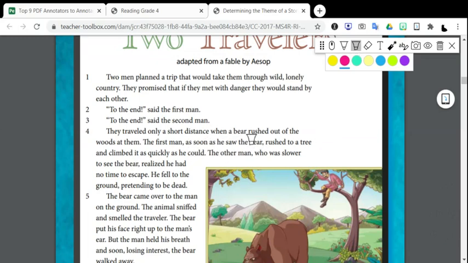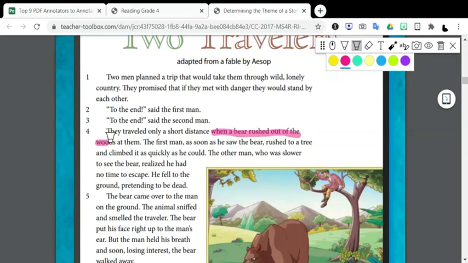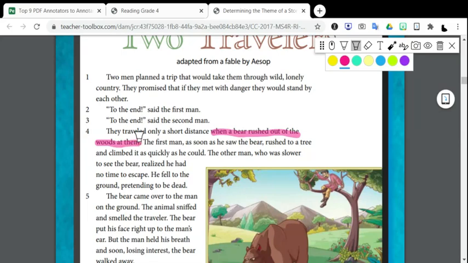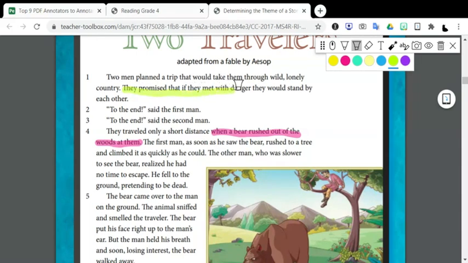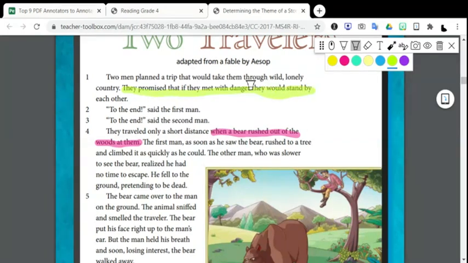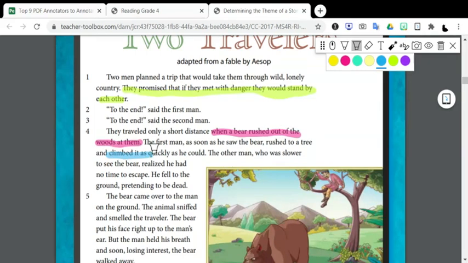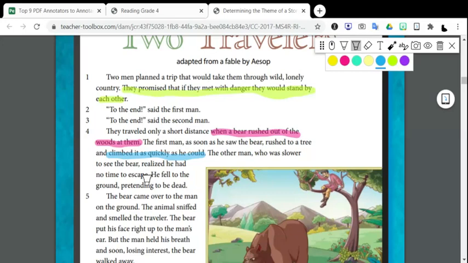All right, the first thing we need to do to figure out the theme of the story is go back to the beginning and identify the problem of the story. And the problem of the story is when a bear rushed out of the woods at them. Why is that such a big problem? Well, they were fearing for their lives, plus they promised each other at the beginning that if they met with danger, they would stand by each other to the end. Okay?